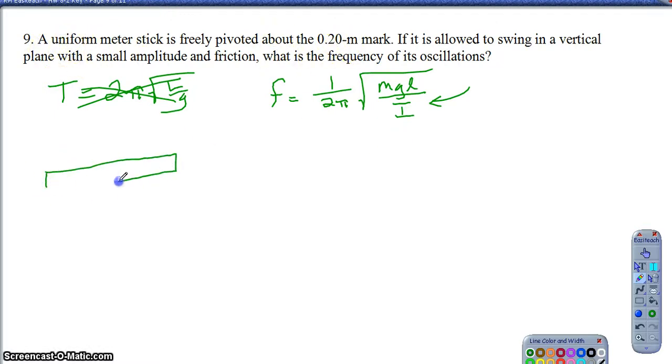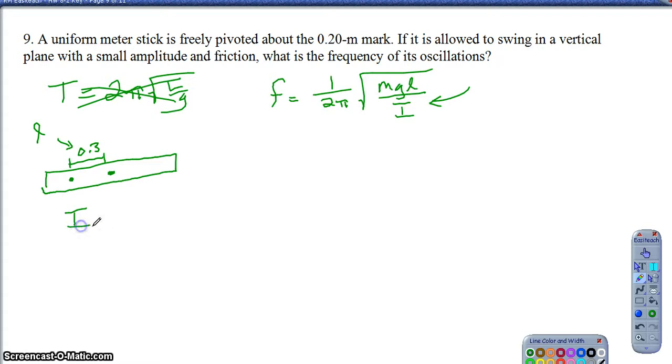So I'm going to kind of just sketch a basic example here. Again, this meter stick is being pivoted at the 20 centimeter mark. It does tell us it's uniform, which means we know its center of mass would be right there in the middle, right? So we know that the length between the two would be 0.3 meters. So that's going to act as my L. That is the length of the lever arm, if you will, right? So I've got that without too much trouble. I've got my L. So then the question is, how do I find I?